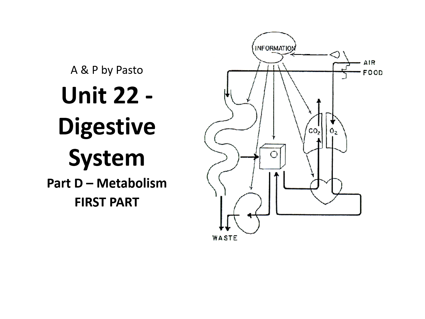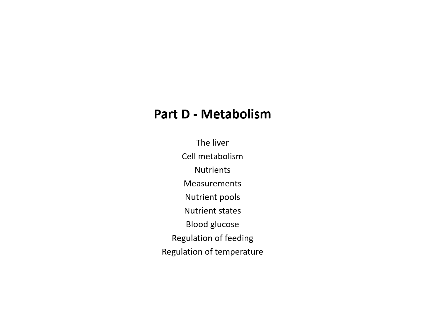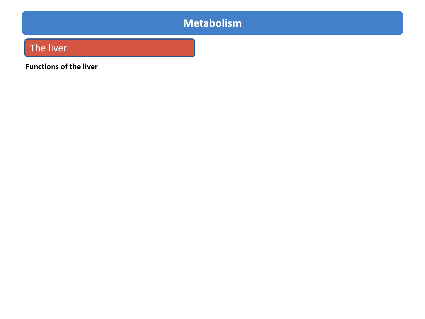This is Unit 22, Digestive System, Part D, Metabolism. This part is divided into two videos. This is the first part. It includes the liver, cell metabolism, nutrients, and measurements. The second part will include nutrient pools and states, blood glucose, regulation of feeding, and regulation of body temperature.